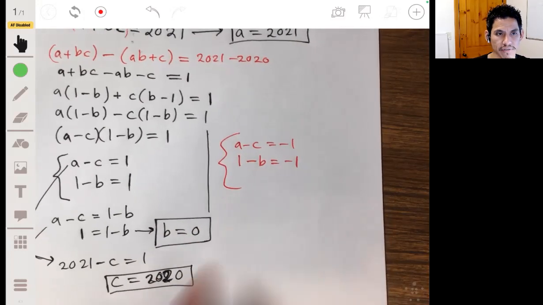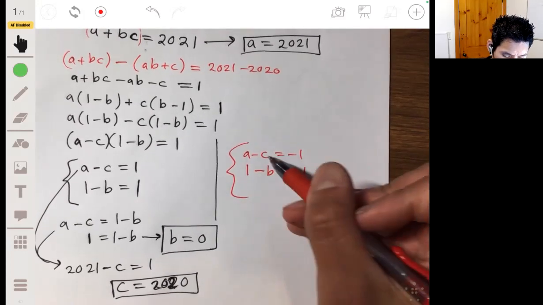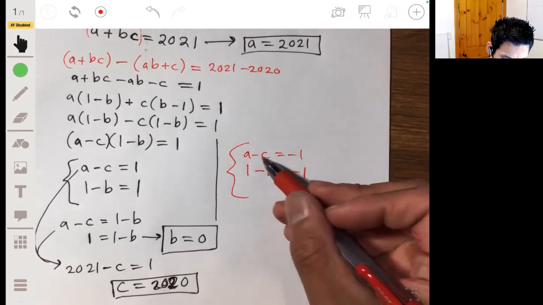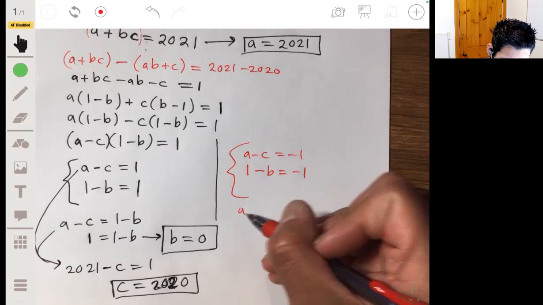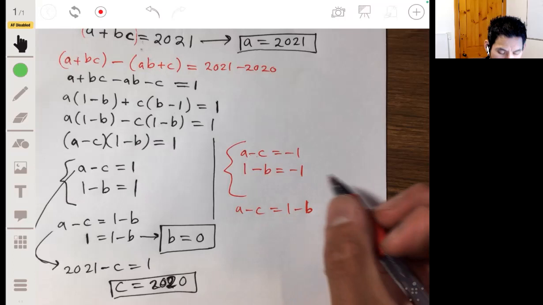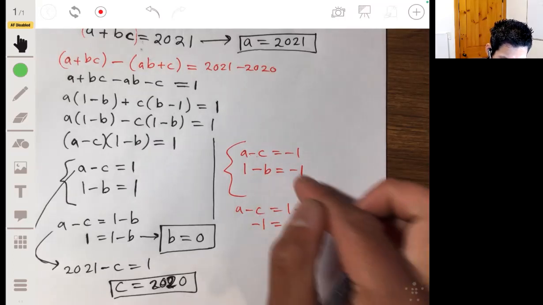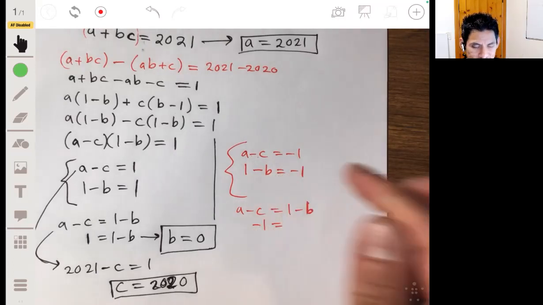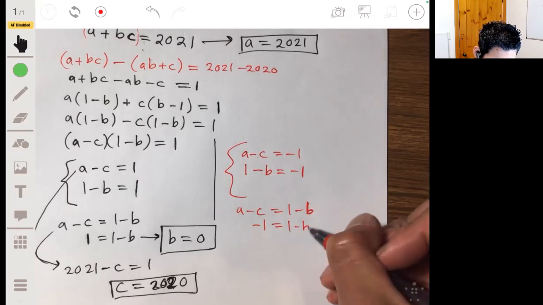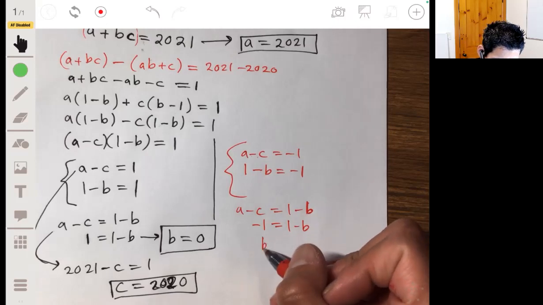Now let's look at the second set of equations. Okay, so similar idea. We have a minus c equals -1 and 1 minus b equals -1. I could just solve this straight for b. -1 equals 1 minus b. Add the b, add the 1, and then we get b is equal to 2.